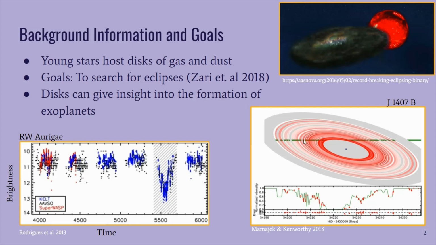This green line here indicates the position of the star, and it's thought that the eclipse was caused by a planet that was surrounded by a large ring system.